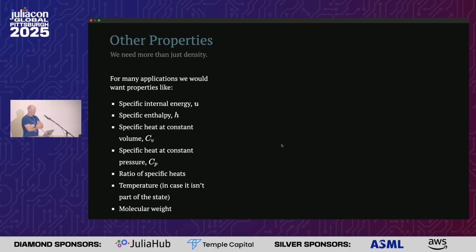So there are a bunch of properties of fluids that we need to concern ourselves with. There are things like specific internal energy, specific enthalpy, the ratio of specific heats, the specific heats at constant volume and constant pressure. That's really the derivative of enthalpy and internal energy with respect to temperature. Well, anyway, I won't get into that. The ratio of the specific heats. Sometimes, in the case where you have pH as your thermodynamic state, you want to back out temperature, for example. So temperature is something you might want to calculate. And molecular weight is another common thing.